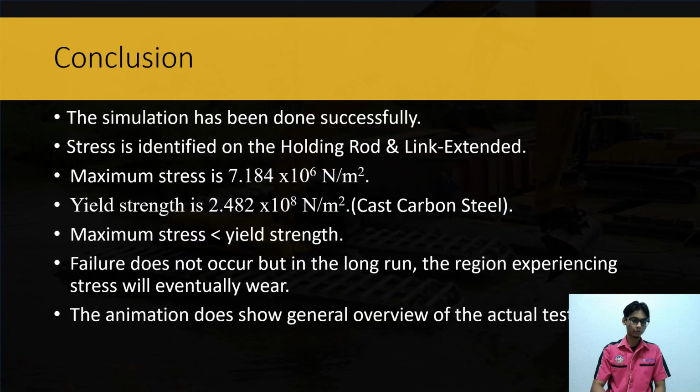So the conclusion is the simulation has been done successfully. The stress is identified on the holding rod and the link extended. The maximum stress is 7.184 to the power of 6 Newton per meter squared. The yield strength is 2.482 to the power of 8 Newton per meter squared, which is the yield strength of cast carbon steel.